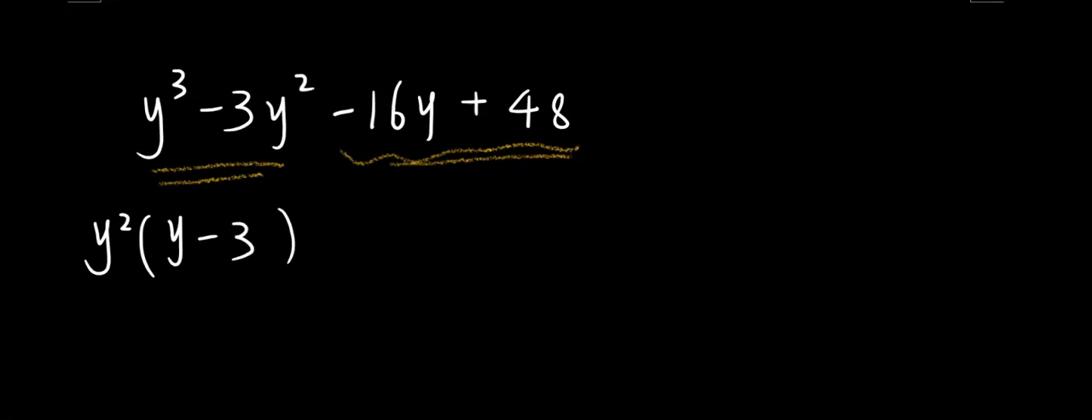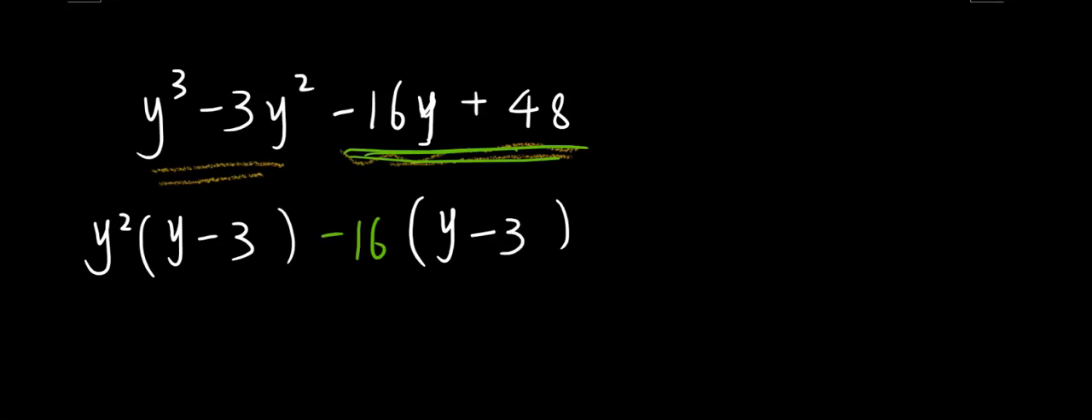And let's look at these two. They're our binomials, okay? And what do they have? I think we can factor out a negative 16, so negative 16. And let's see what we have left. If we factor out a negative 16, this one will have y. And this one, 48 divided by negative 16, we have minus 3. Wow, that's exactly what we're looking for.